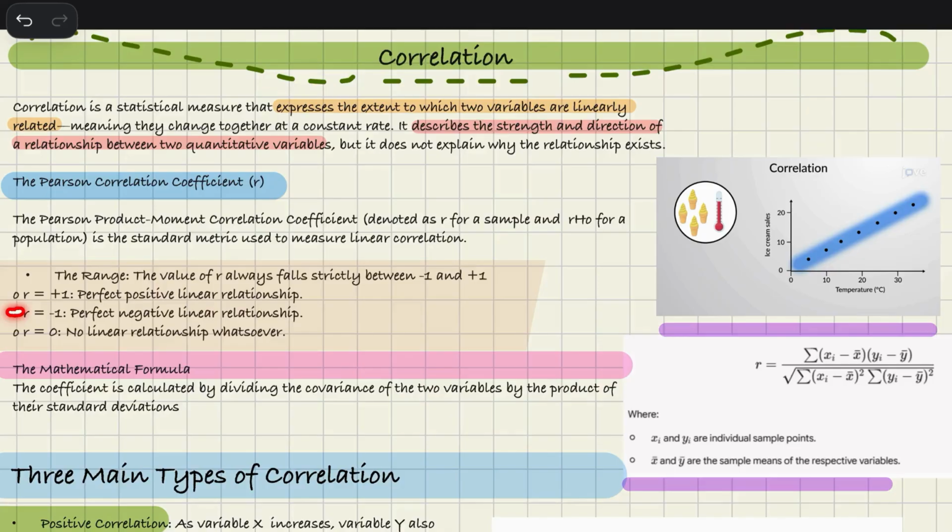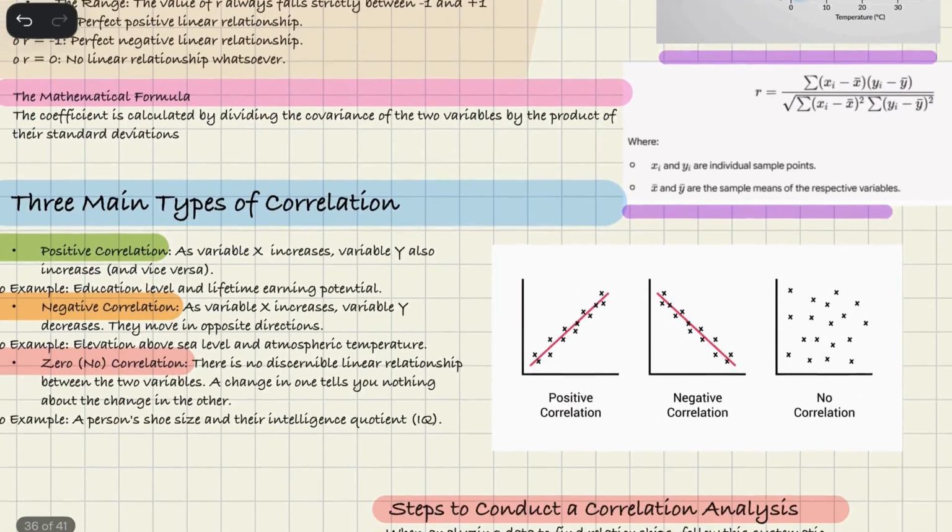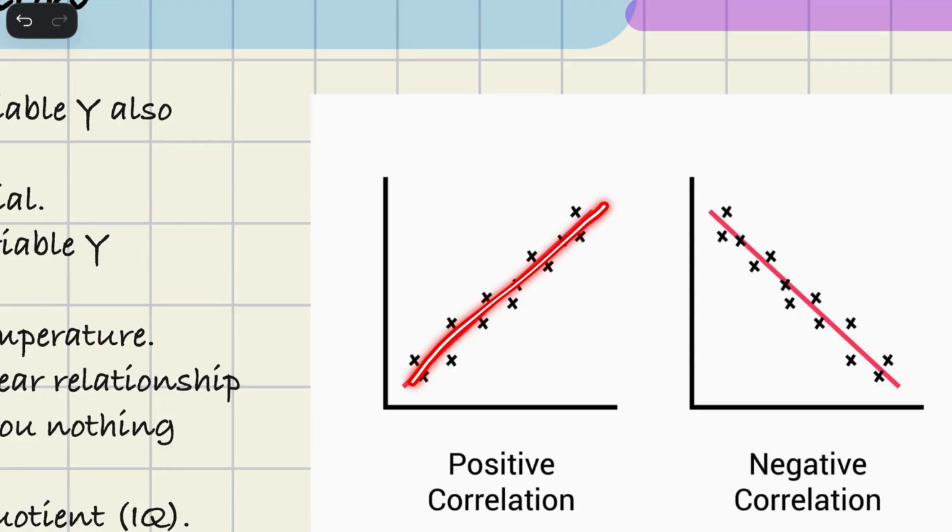First, if the value of r is +1, this represents a perfect positive linear relationship. If you plot this on a graph, every single data point falls on a perfect straight line sloping upward. So you see over here, this is what positive correlation means. Here r is equal to 1.